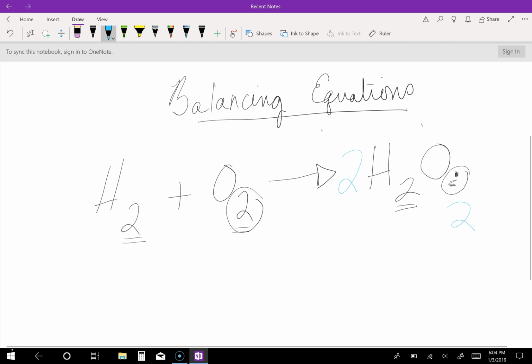So we can fix this by putting a 2 in front. This is the coefficient, which will change the number of oxygens and give us 2. But it also changes the number of hydrogens. So then we have to go and change the number of hydrogens in the other part where the reactants were, so that our total number is 2H2 plus O2 equals 2H2O.